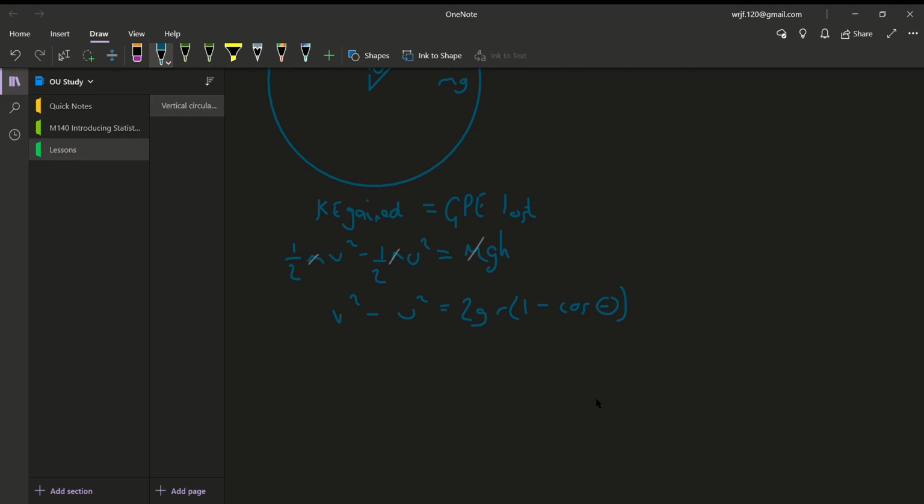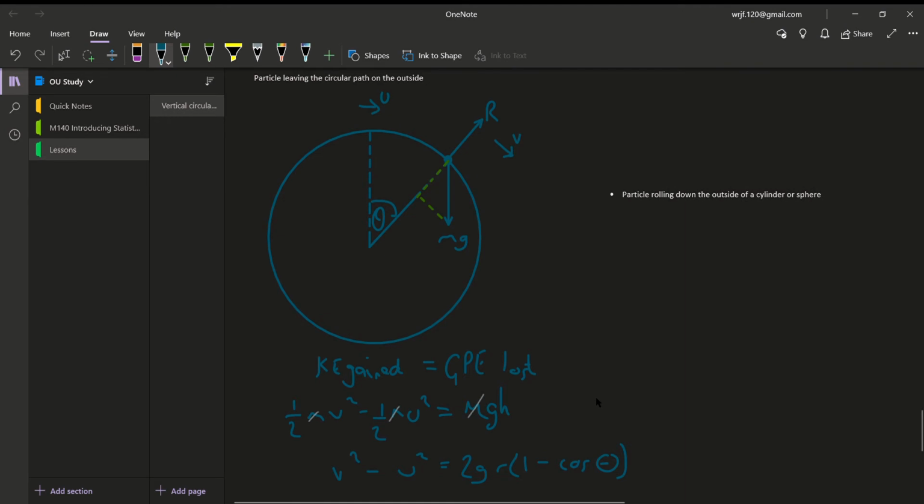Now that's the most general case. As before, once we've got an expression for v squared by putting u squared on the other side of that equation, we can use that in our radial acceleration, resolving the forces along the line of the radius and putting that equal to mv squared over r. I want to look at this in a particular situation where we start by just nudging the ball from the top of the circle, so essentially taking u to equal 0.